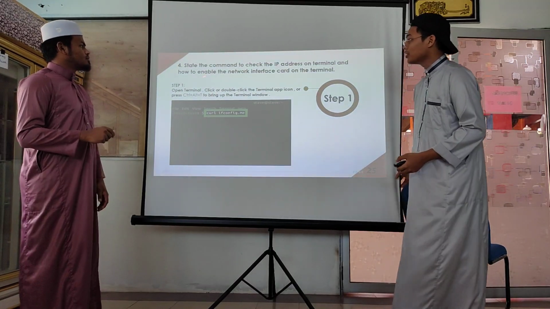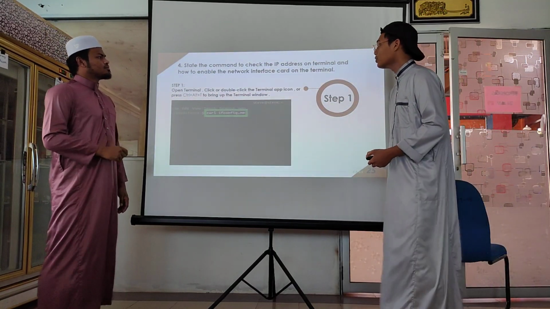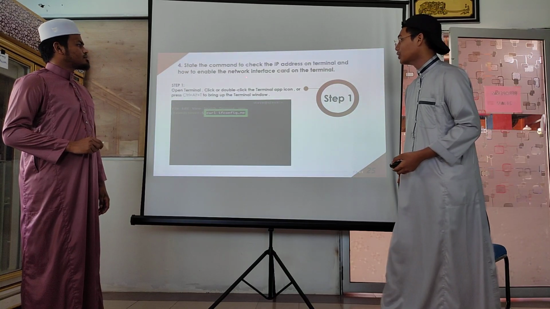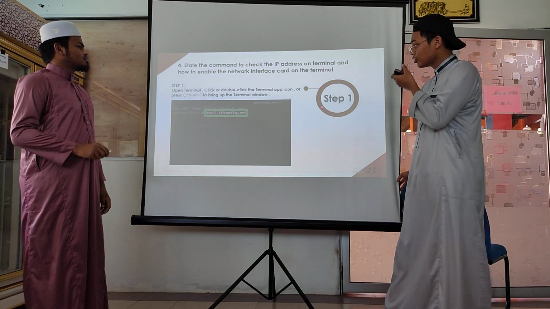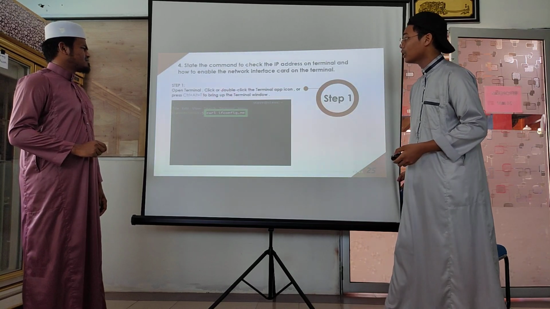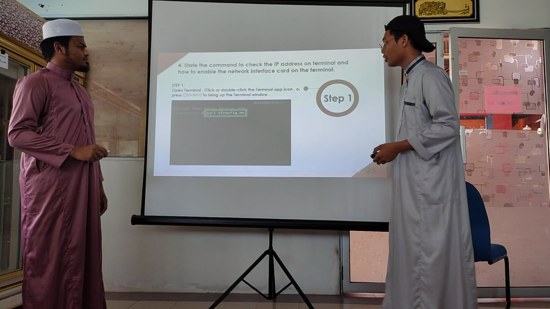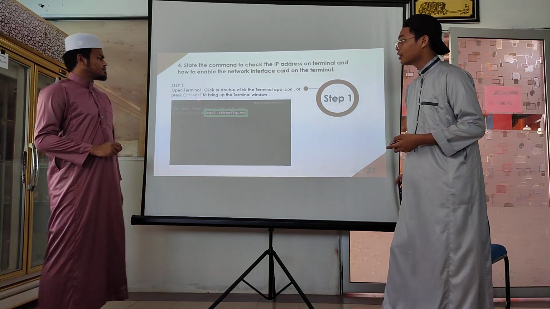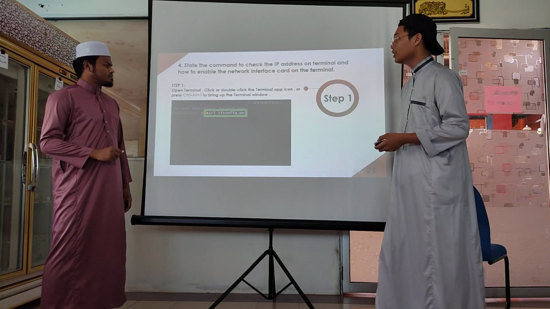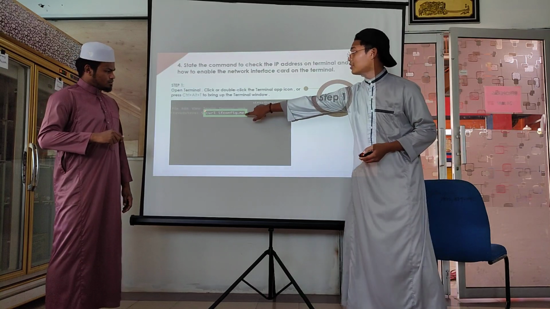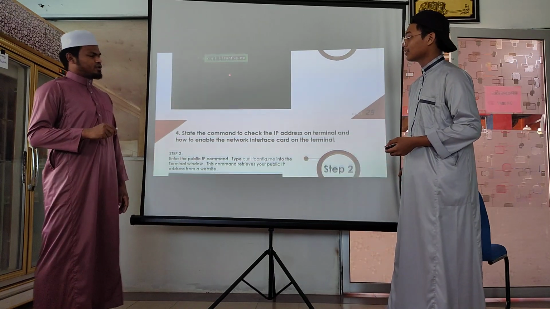So the last question is how to state the command to check the IP address on the terminal and how to enable the network interface card on the terminal. So there are 3 steps. The first step is to open your terminal by double clicking the terminal app icon, or press Ctrl, Alt and T to bring up the terminal window. And then you have to type this command, curl ifconfig.me.